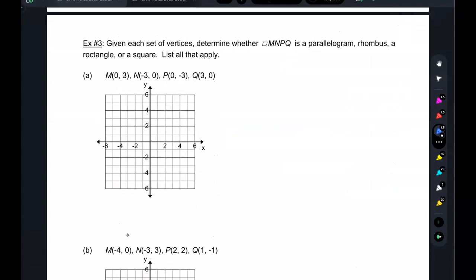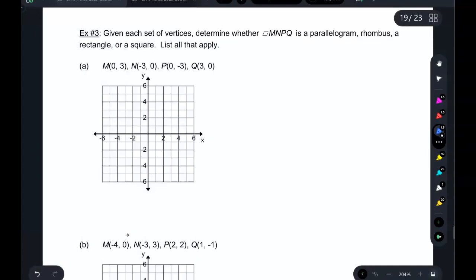Let's look at how we can show what shape we have. The easiest one is to see if we can show that it's a square. How would we show it's a square? Distance formula. We could also do slope: all sides are congruent and right angles. So let's first just graph it. This is a super easy one. So 0, 3, that's M. N is negative 3, 0. 0, negative 3 is P. And Q is 3, 0.